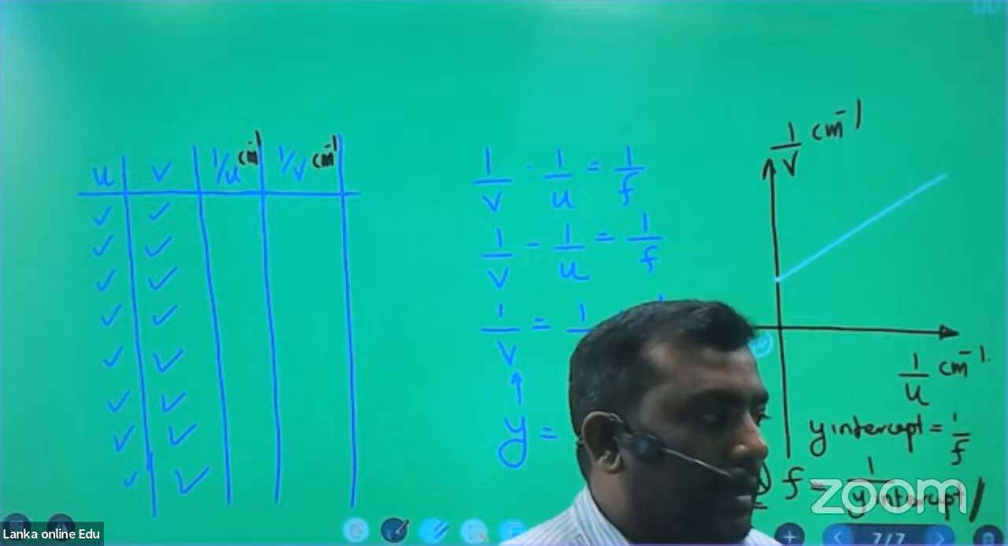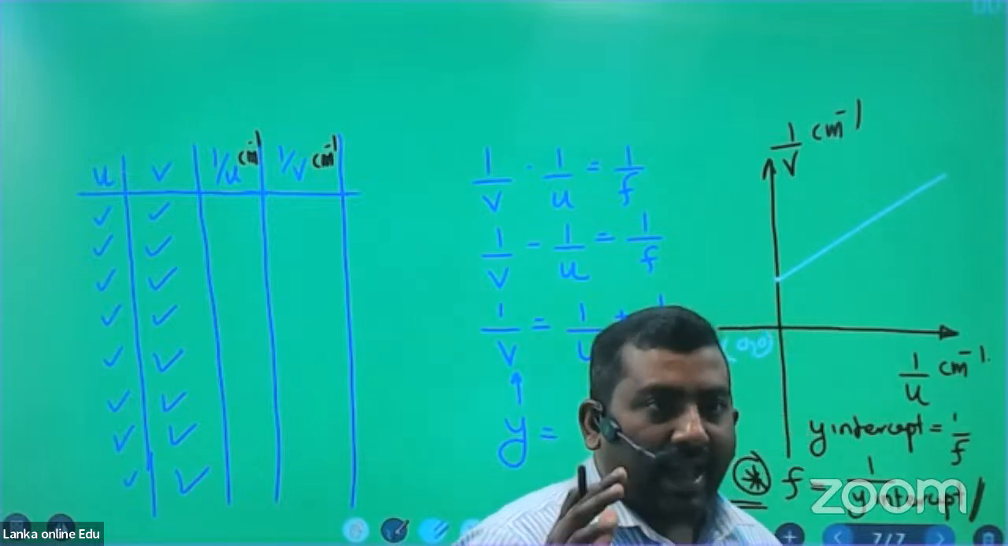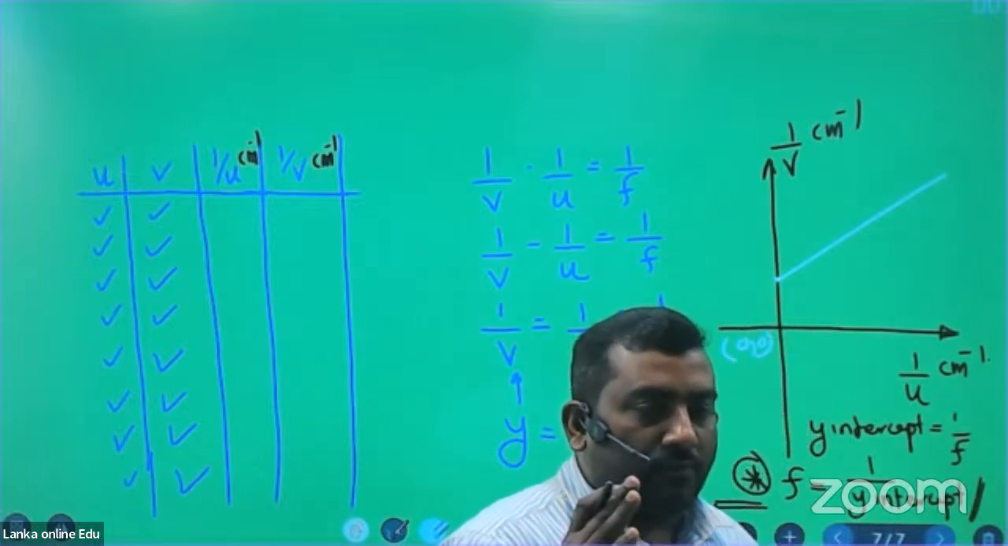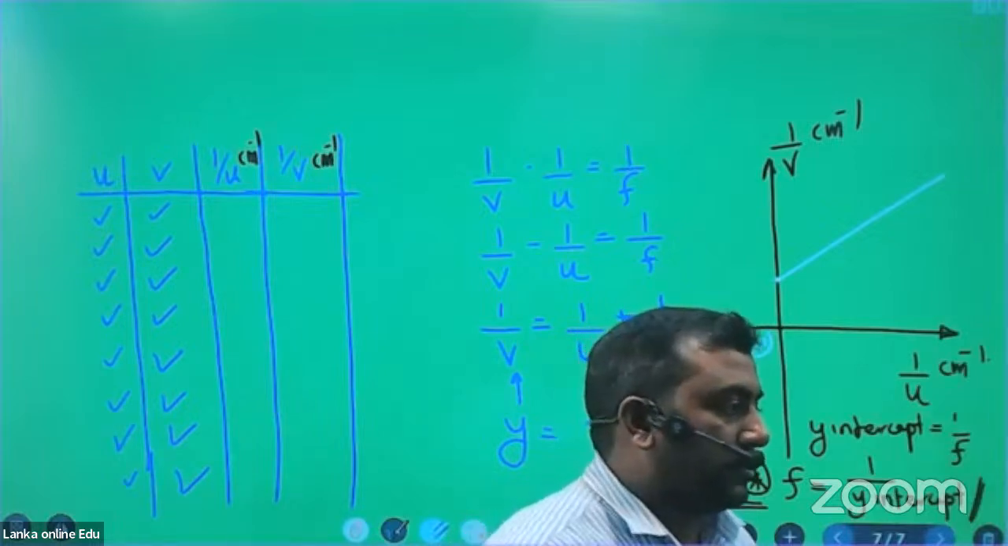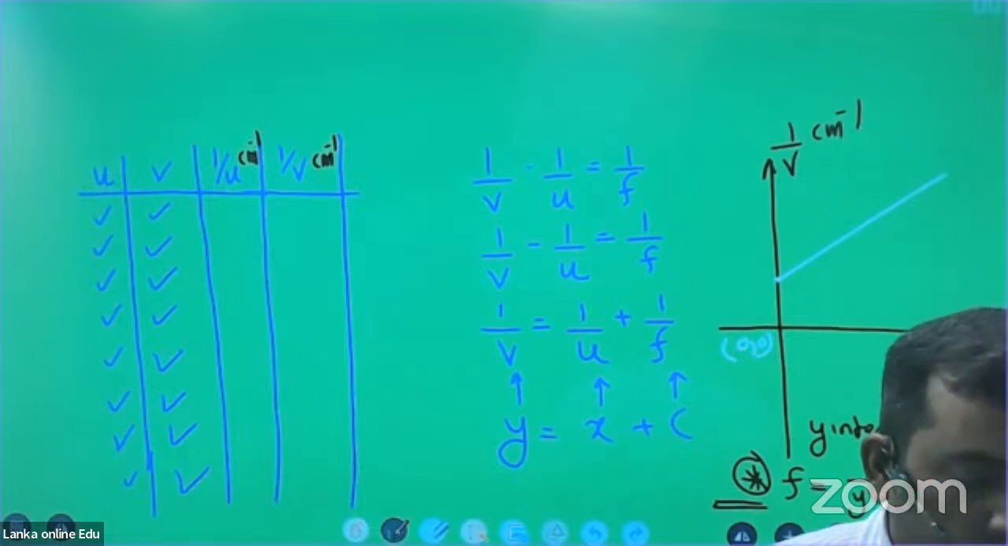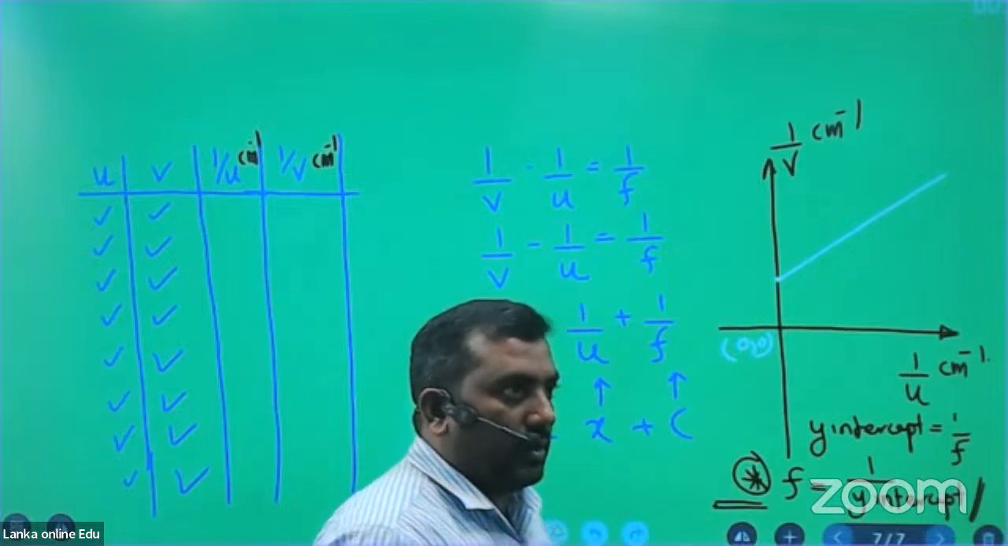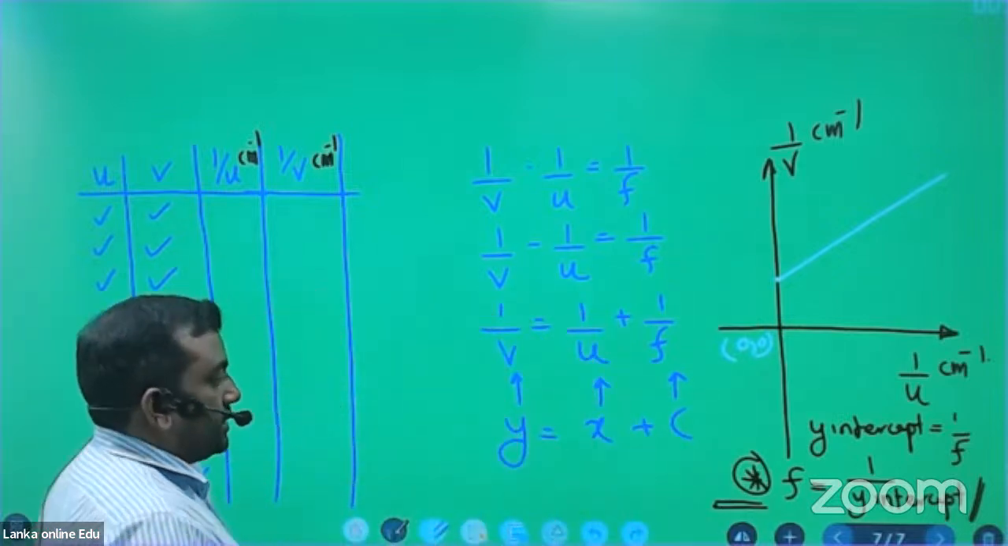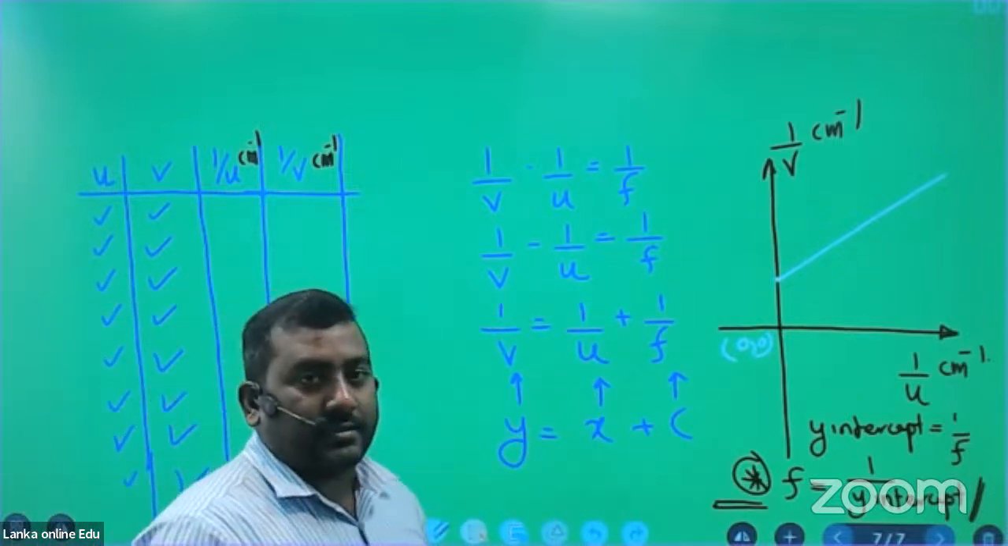A good average value for the image distance can be found. Right. So that is it.